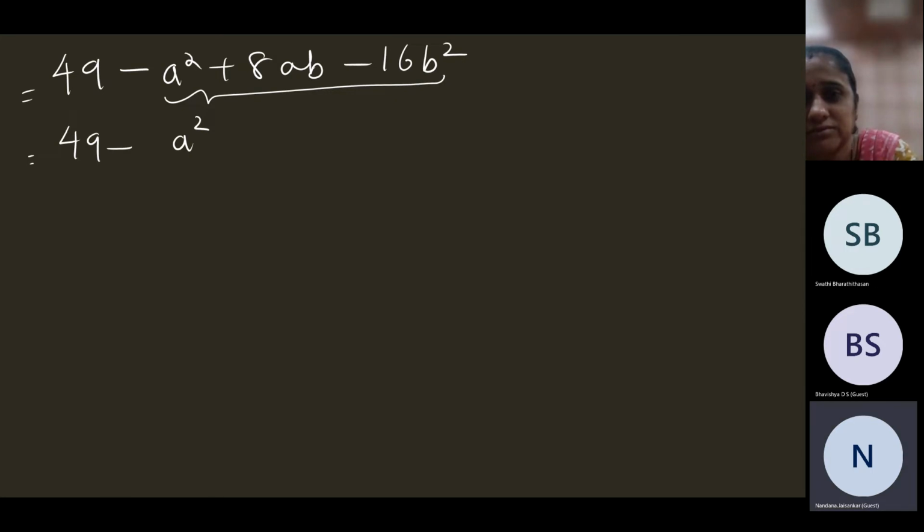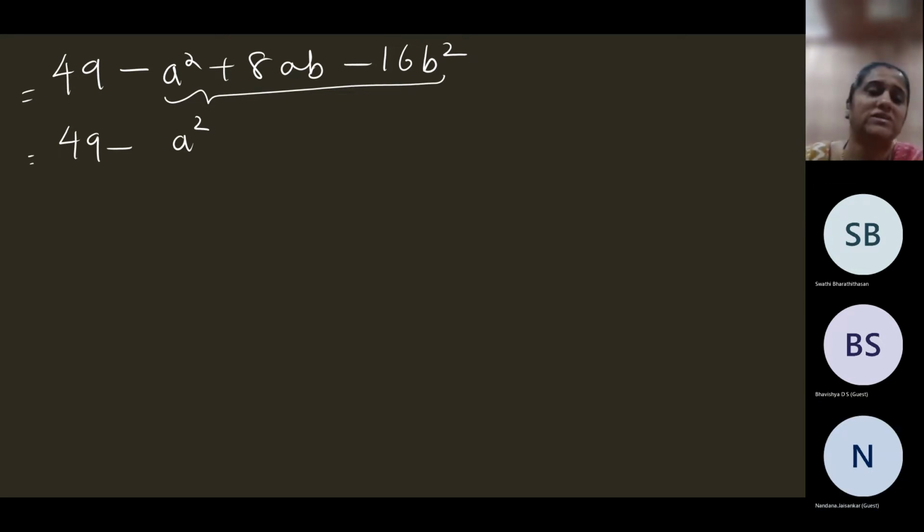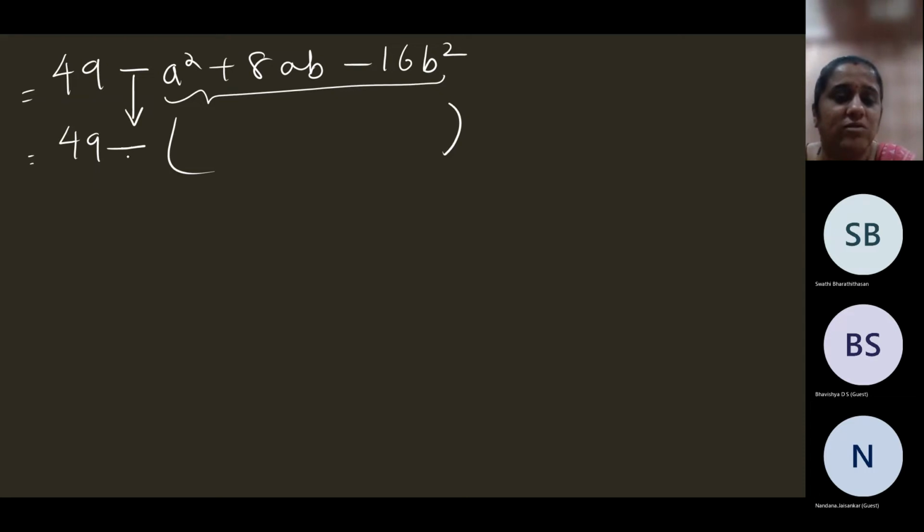Ma'am, a square minus 2 into a into 4b. But nobody is telling me to take it out. I'm expecting you to say that you have to enclose these three terms in a bracket. Write this minus sign as it is, and you'll have to put these three terms in a bracket. But there's a minus outside. So minus into a square, minus a square.